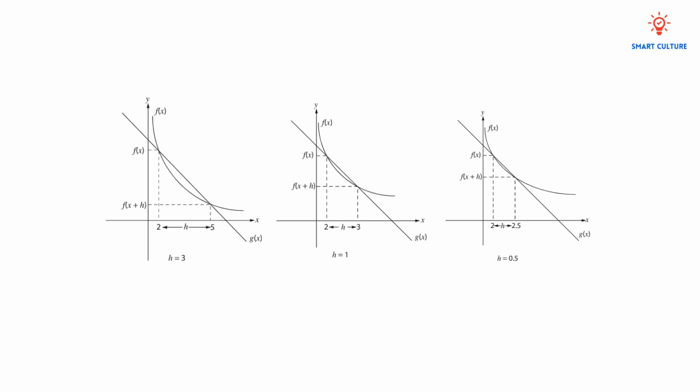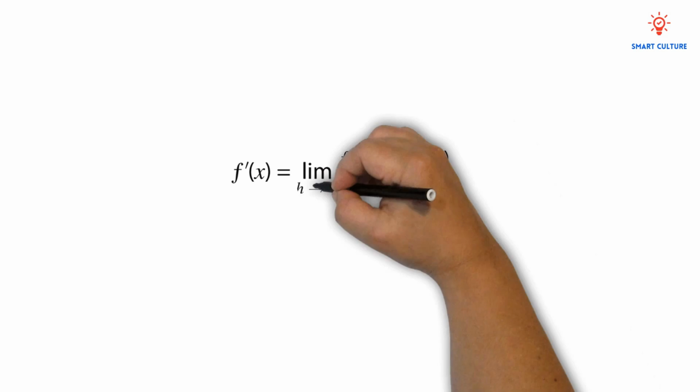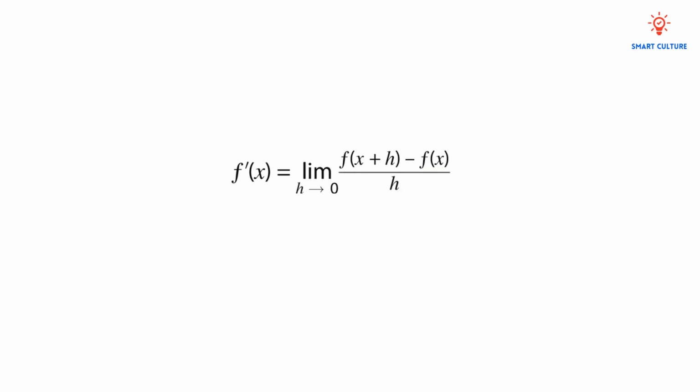However, h cannot actually be 0 as that would give us a 0 denominator. So we must use limits in this case. What we'll do is take the actual gradient at a point, and this is called the derivative. Now, to find the limit of the gradient as h tends to 0, we use the following formula. We call this the derivative of the function, and this method is called finding the derivative from first principles.